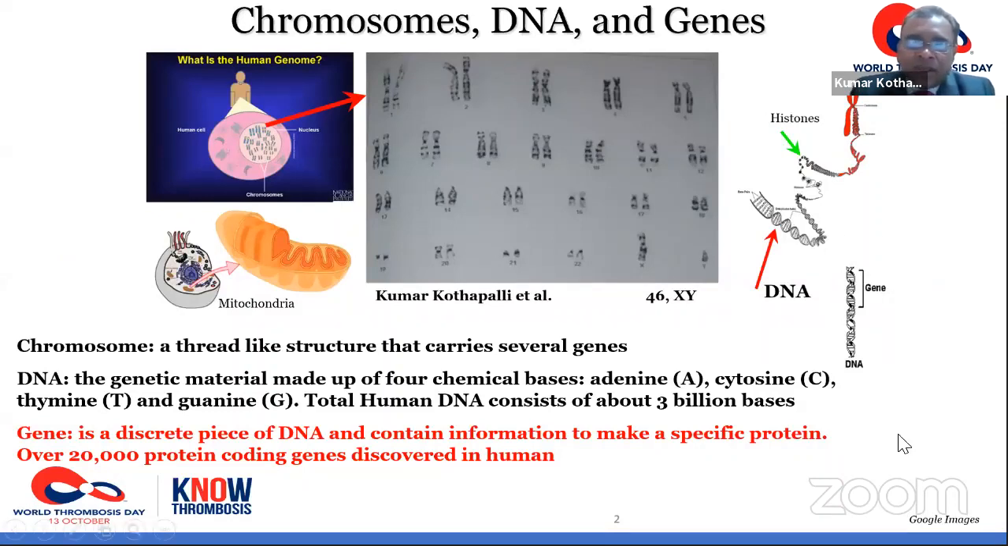So in genetics, every nucleated cell has thread-like structures, the chromosomes, which carry several genes. In humans, if it is 46 XY or XX, we are normal. These chromosomes contain DNA, the genetic material made up of 4 nucleotide bases: adenine, cytosine, thymine, and guanine. The total human DNA is about 3 billion bases. A gene is a discrete part of DNA which makes specific proteins, and in humans we have 20,000 protein-coding genes.